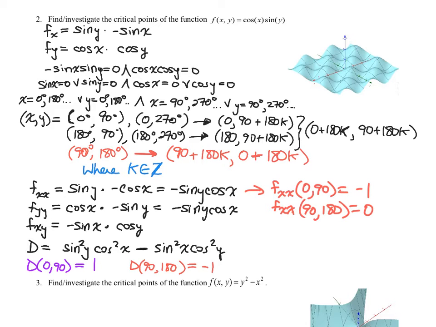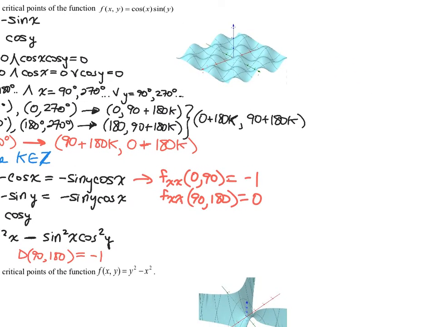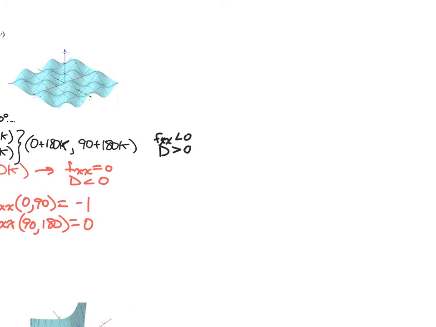Yeah, it looks good. So, just off on the side here, I'm going to make little notes. 0, 90 was for the first type of coordinate, and for that we know that f sub xx is less than 0, and the discriminant is greater than 0. For the second one, f sub xx is equal to 0, and the discriminant is less than 0. This is a saddle point.